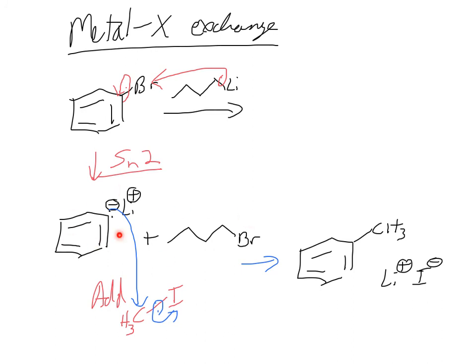This can attack this. There's just not very much of this around, so it's a matter of concentration, right? I would just add a lot of methyl iodide to make sure these two things reacted first. So that's the metal-halogen exchange on an sp2. Right, this is on an sp2 hybridized carbon. We can also do it on an sp3.